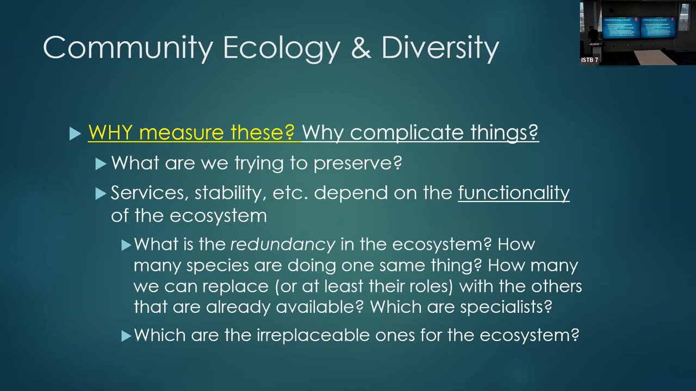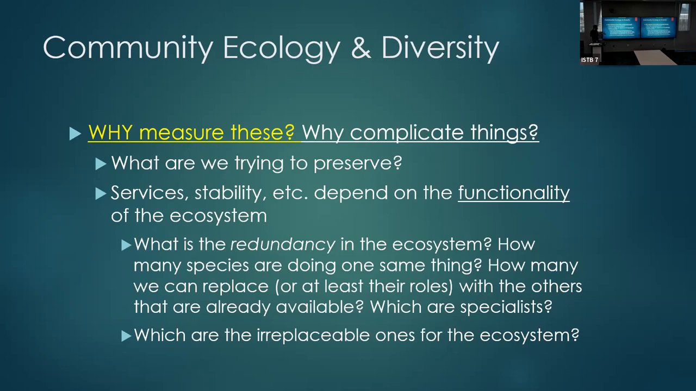And sometimes in a single ecosystem, for one action that you need to keep, you might have several species doing the same thing. And this is called redundancy. How many species are doing the same role in that ecosystem, because maybe for that particular role, you can lose a few species, or one or two, and the integrity of the ecosystem is going to stay. It's not going to change.